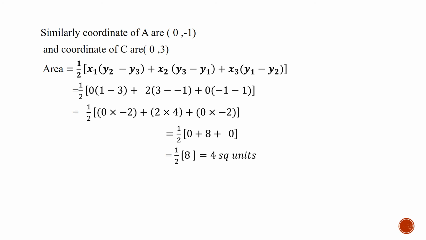plus 0 into (-1 - 1), which is 1/2 into [0 into (-2) + 2 into 4 + 0 into (-2)], which is equal to 1/2 into (0 + 8 + 0) equal to 1/2 into 8, and the answer is 4 square units.